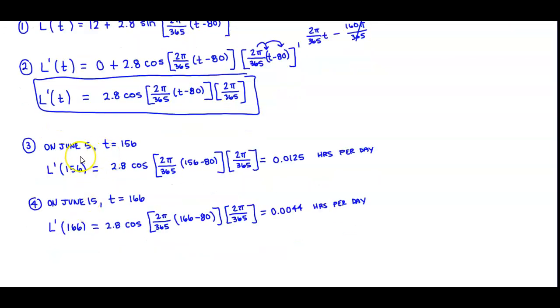And so here we can compare. We can see what happens on June 5th. We get 0.0125 hours per day. And then on June 15th, it's 0.0044 hours per day.